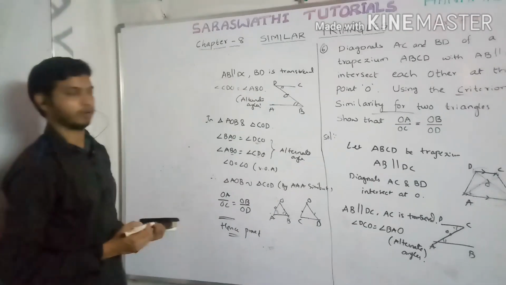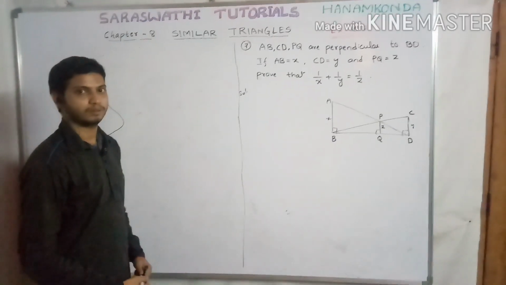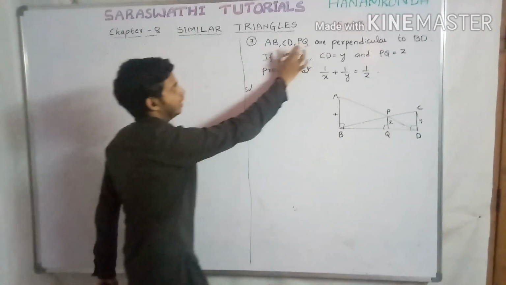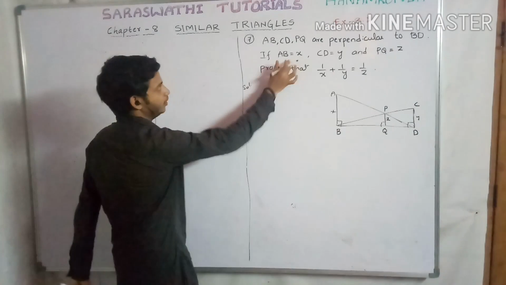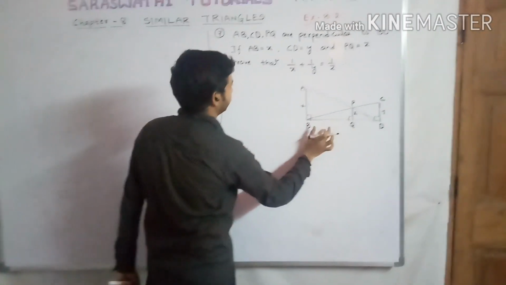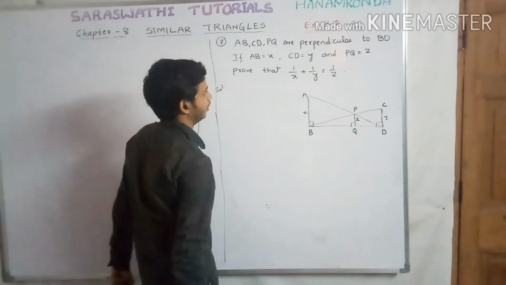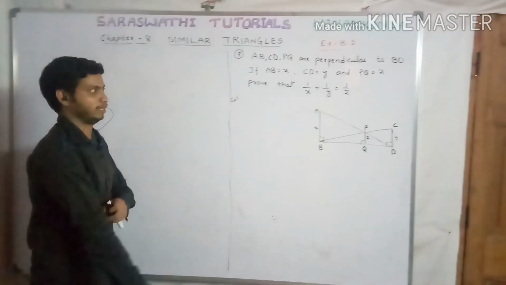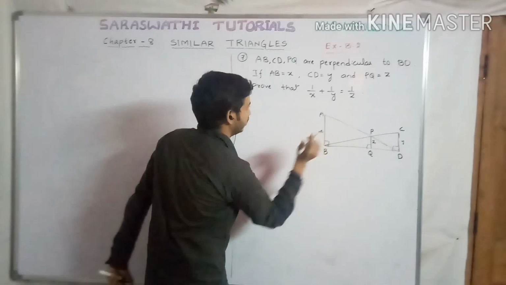So we shall discuss the next problem. The next question is: AB, CD and PQ are perpendicular to BD, and if AB equals x, CD equals y and PQ equals z, prove that 1 by x plus 1 by y equals 1 by z. This diagram is given in the question.